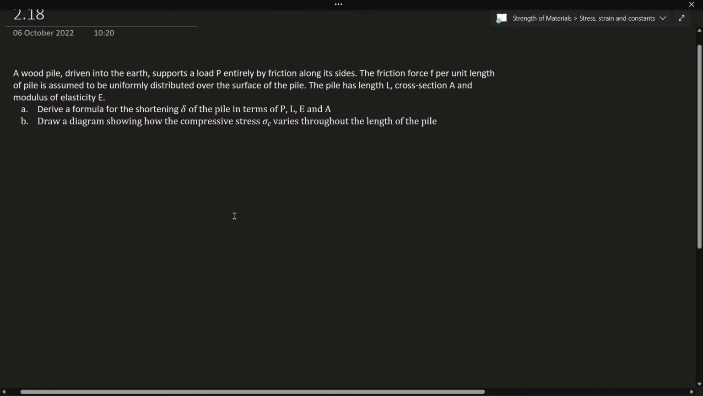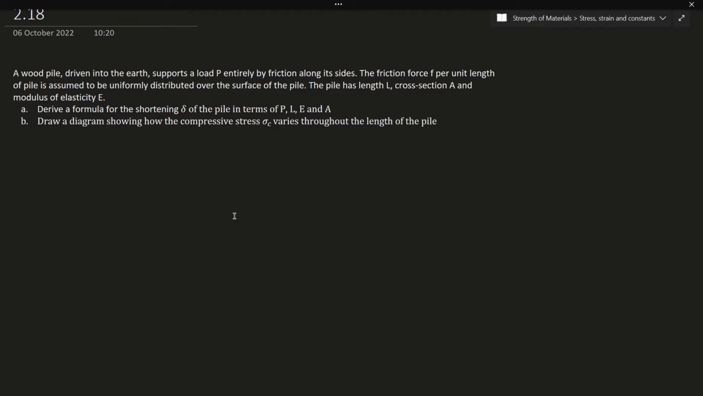Alright, so we'll talk about a small derivation just to deal with how to use differentiation in this particular kind of problem. Now they are talking about a wood pile driven into the earth, which supports a load P entirely by friction along its sides. The friction force per unit length of the pile is assumed to be uniformly distributed over the surface of the pile. The pile has length L, cross section area A, and the modulus of elasticity E.